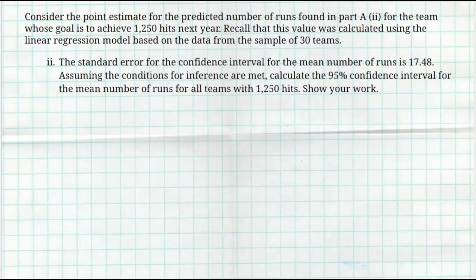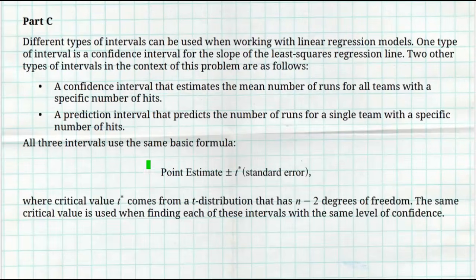The standard error for the confidence interval for the mean number of runs is 17.48. Assuming all conditions are met, calculate a 95% confidence interval for the mean number of runs for all teams with 1,250 hits. So we're going to do exactly what it said back in the original question. We're going to take our point estimate, go up and down by the t-star that we just found, 2.05, and then they literally gave us the standard error. All we have to do is plug it all in.